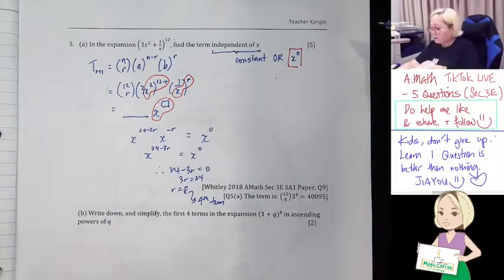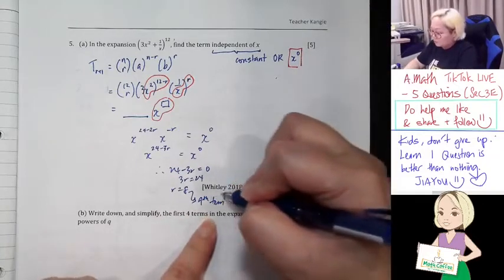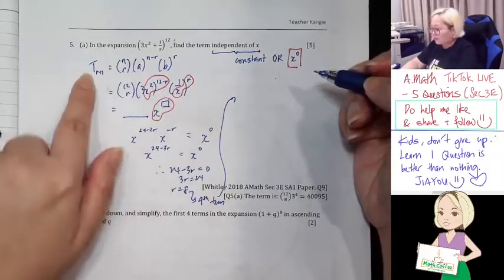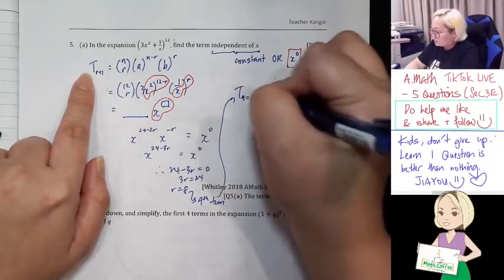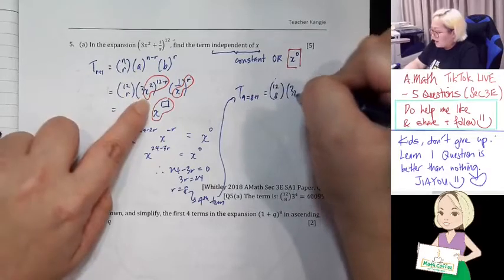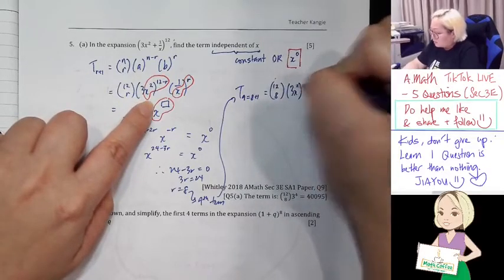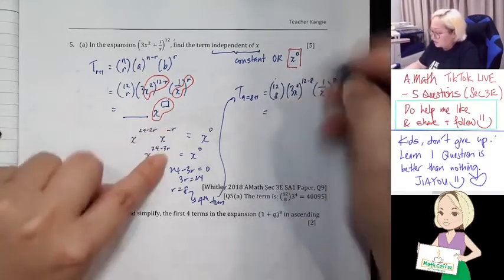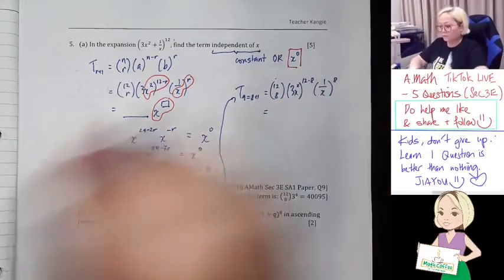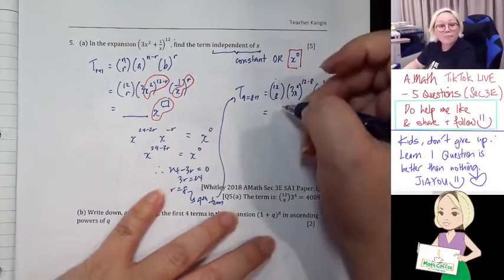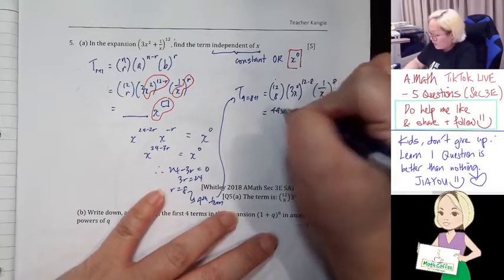We are not done yet, because you're supposed to find the term. Since you already know r is 8, which is the 9th term, you come back here and substitute r equals 8 into the formula. So I want to find my 9th term now: 12C8, 3x squared to the power of 12 minus 8, 1 over x to the power of 8. My 12C8 will give me, I already pressed the calculator, so it's faster. 12C8 is 495.